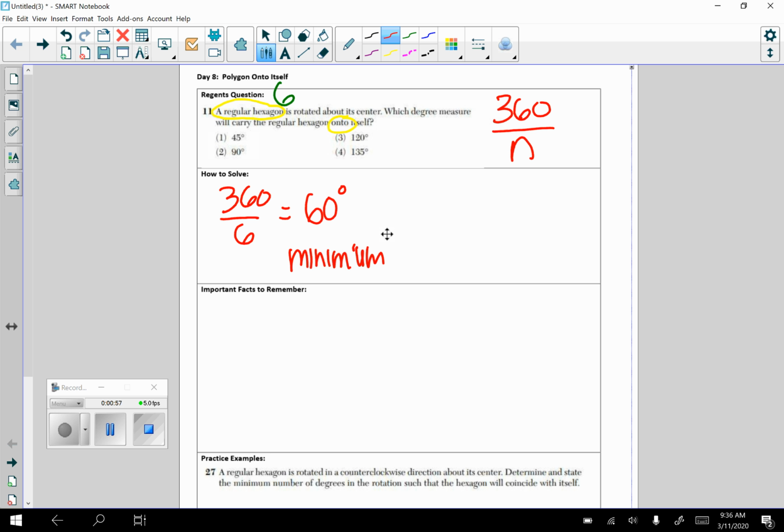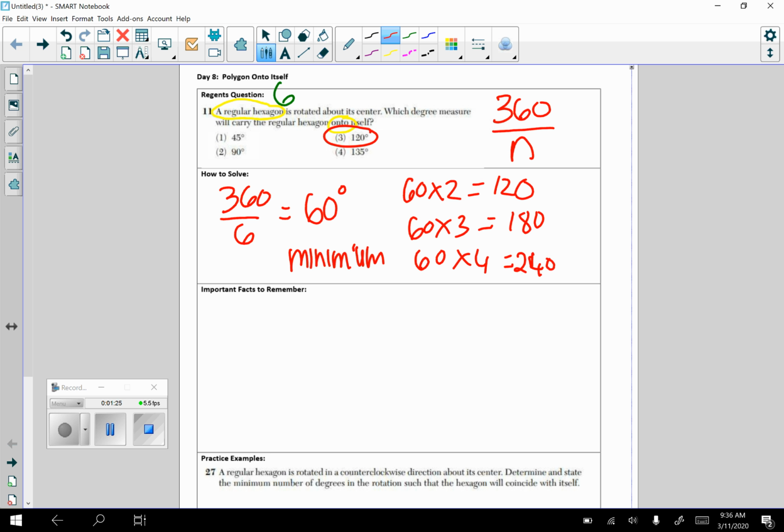But if we look at the choices, it's not there. But I can take any multiple of 60 and my figure will still look the same. So 60 times 2 is 120, and I see right away that that's the answer. Other possible answers could be 60 times 3, 60 times 4, 60 times 5, and I can keep going. 60 times 6, 60 times 7. It can keep going. The polygon will still look exactly the same.